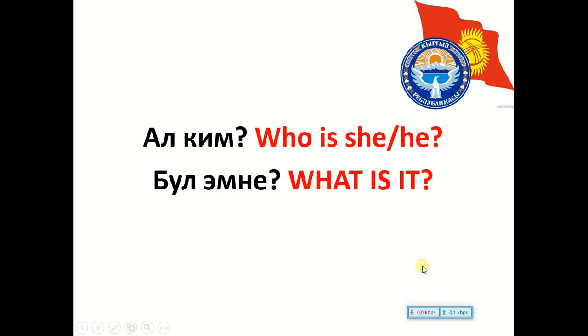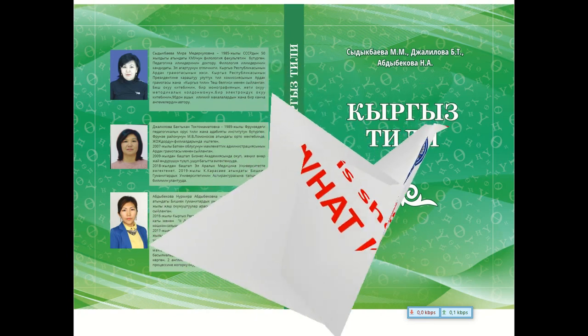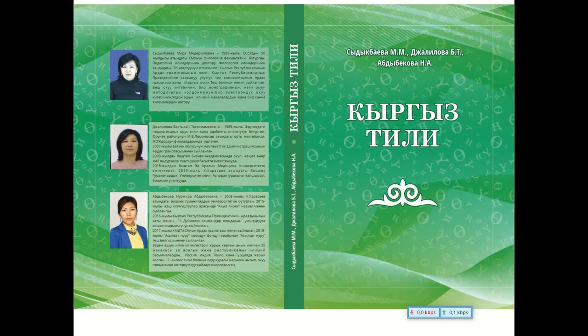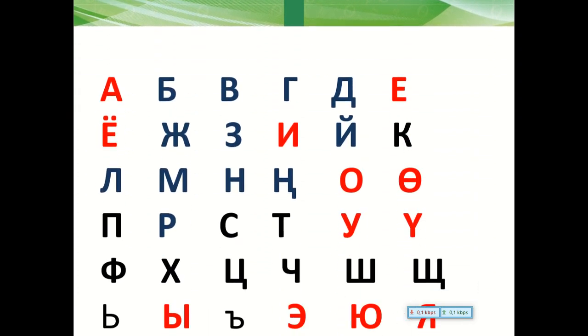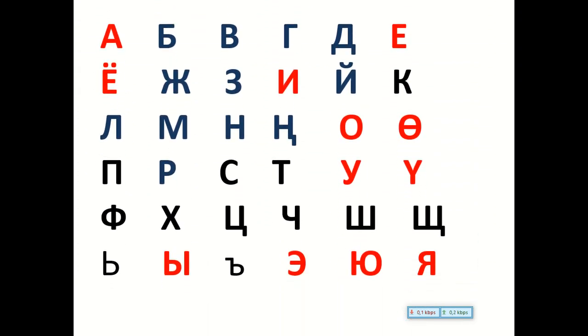Today we talk about Al Kim bu emne. Who is she? Who is he? What is it? We present you our book, and from this book we will introduce new words. There are 36 letters in the Kyrgyz alphabet. We learned this alphabet in our previous lesson.